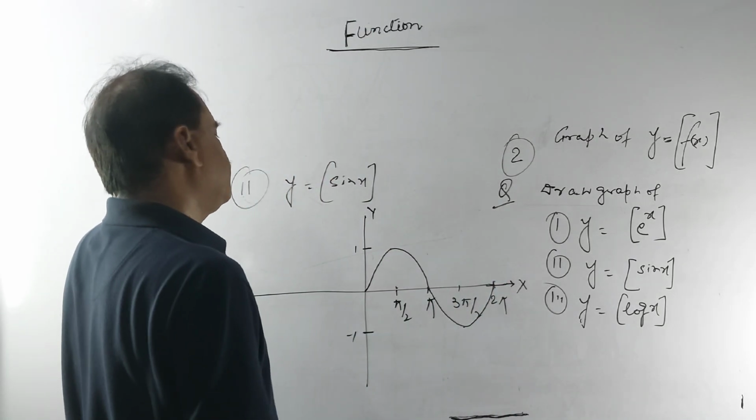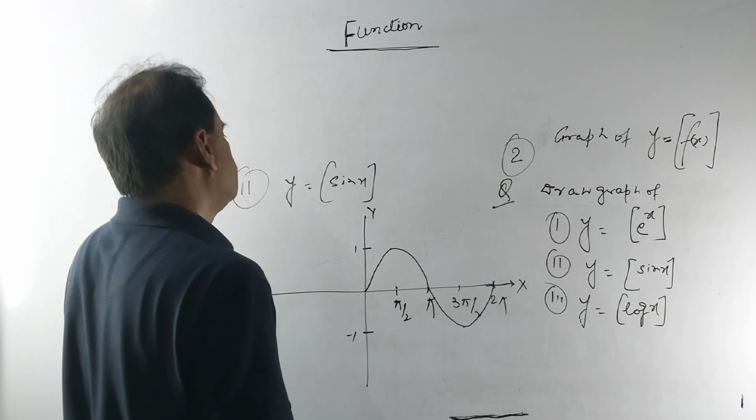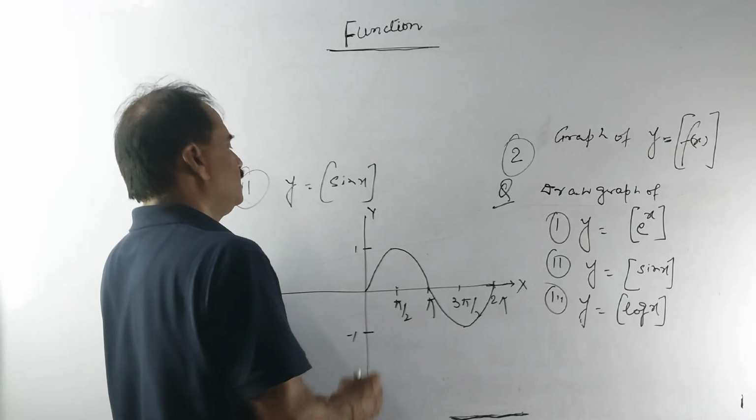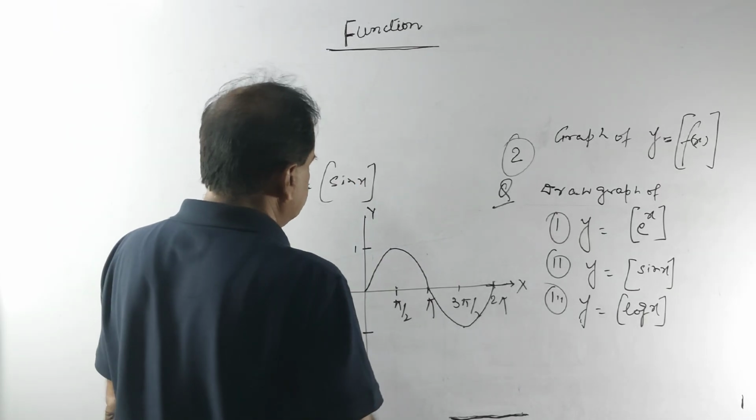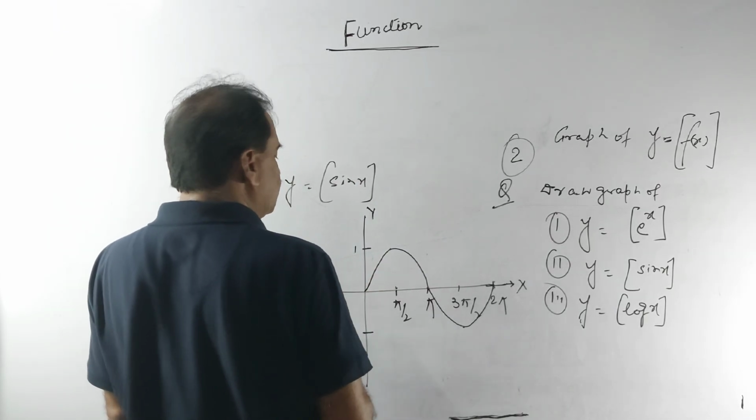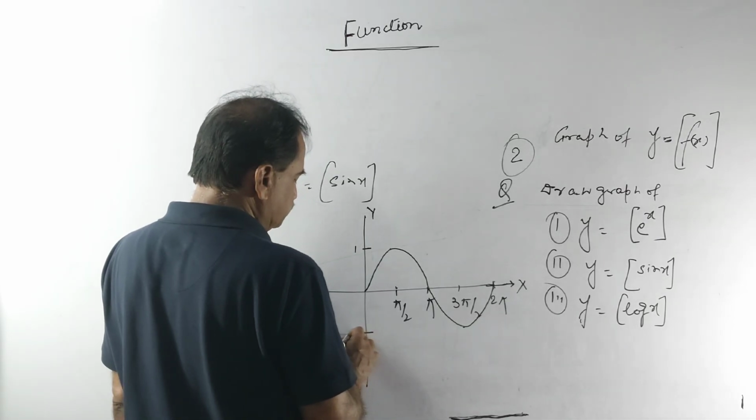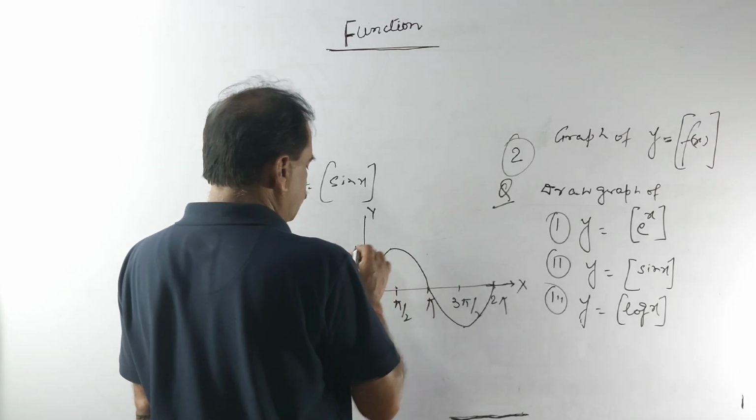Here we take the integral values of sin x. That means we indicate the integral points on the y axis. The integral points on the y axis are minus 1, 0 and 1.